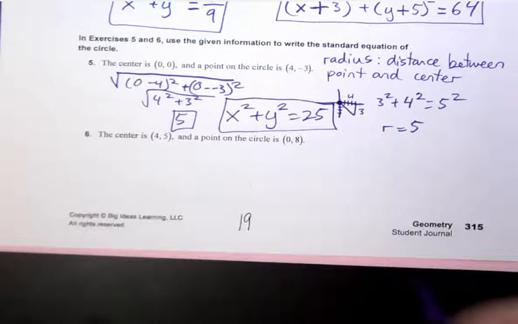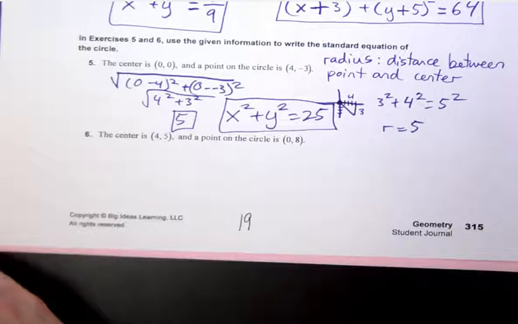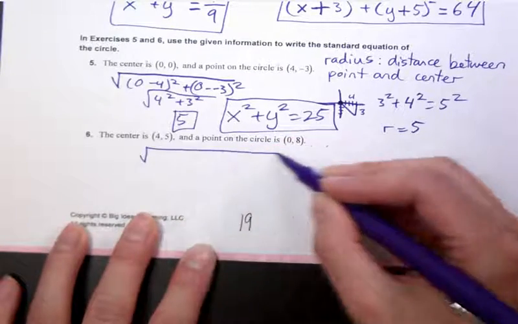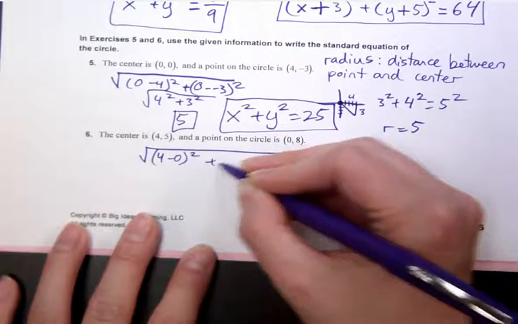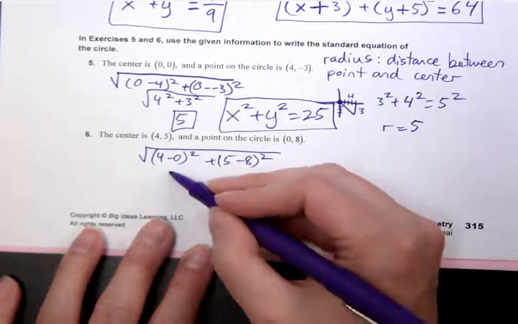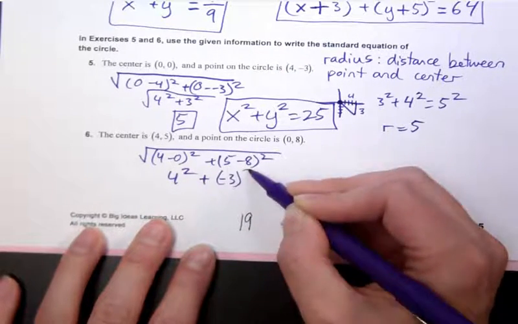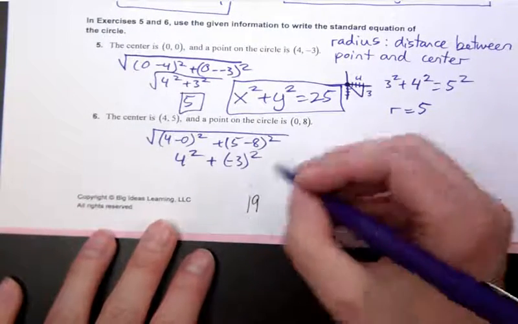Alright, our center is 4, 5. What do you think? We don't have a graph here. You think distance formula or trying to draw it out and do Pythagorean theorem is going to be easier? The distance formula is going to be easier, right? So 4 minus 0 squared plus 5 minus 8 squared gives us 4 squared plus negative 3 squared. What's our answer? 5. Yep.